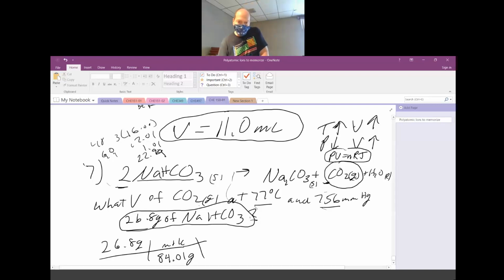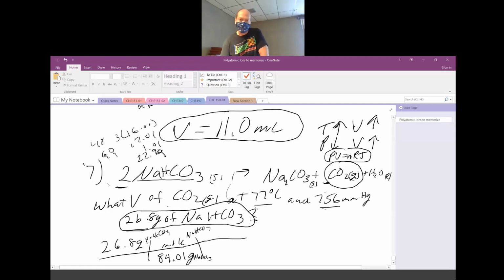So that is the moles, but that's not moles of CO2. That is moles of your sodium bicarbonate, NaHCO3. That is not a gas. You cannot use that mole number in PV is equal to nRT. So we have to convert it to CO2, which is a gas.